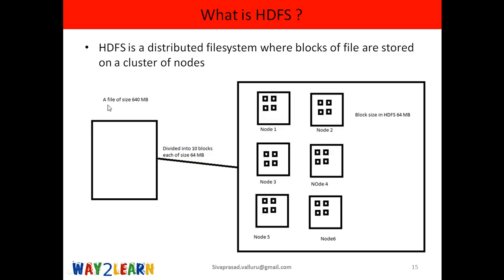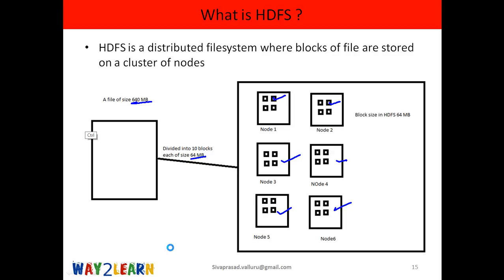So if I have a file of size say 640 MB in distributed file systems like Hadoop, the file is divided into 10 blocks and the block size is 64 MB. So 640 MB is divided into 10 blocks, and 10 blocks will be stored randomly on all the nodes, and the distributed file system will be maintaining the data about the location of each of the node.